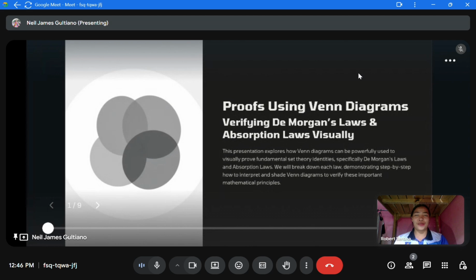Today, everyone, we will tackle proofs using Venn diagrams, with our main focus on verifying De Morgan's law and the absorption law visually. Good morning, everyone. In this presentation, we will explore how Venn diagrams can be used as a powerful visual tool to prove important set identities in mathematics, specifically De Morgan's law and the absorption laws. Instead of using only symbolic manipulation, we will rely on shading and interpretation of Venn diagrams to clearly understand how and why these laws work.